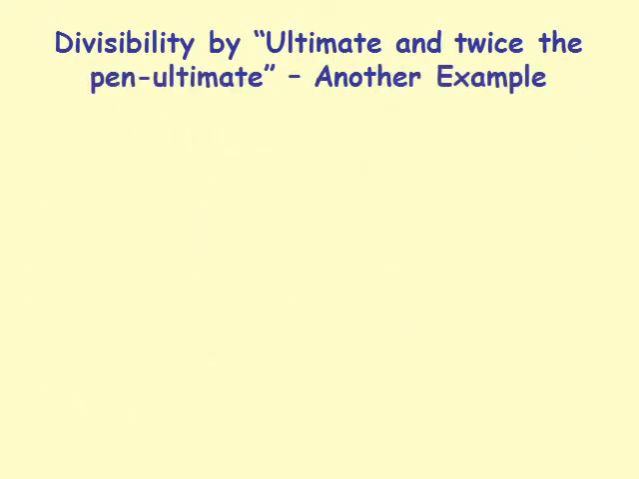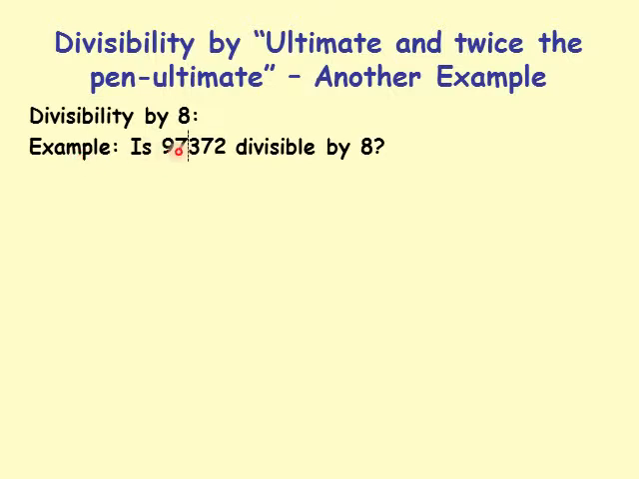Let's do another example. This time we are trying to do divisibility by 8. So we'll check if a number is divisible by 8, and we'll use the sutra "Ultimate and twice the penultimate." Let's continue here. Is the number 97372 divisible by 8? This time we will look at the last three digits. The three digits are to the right of this line here, and the others are to the left.